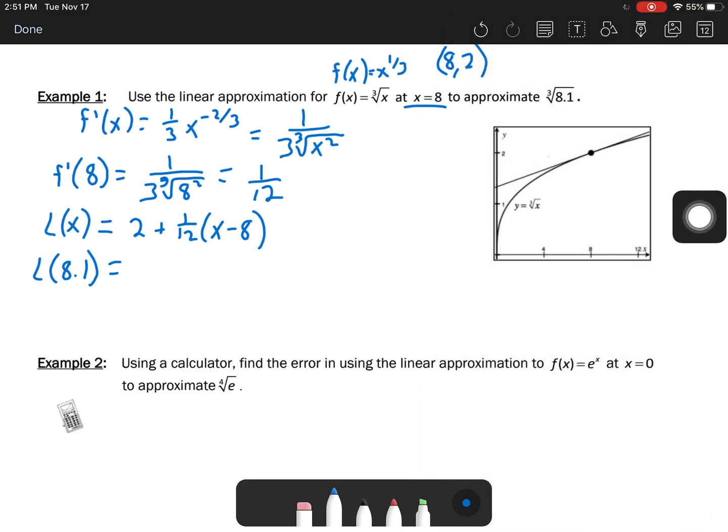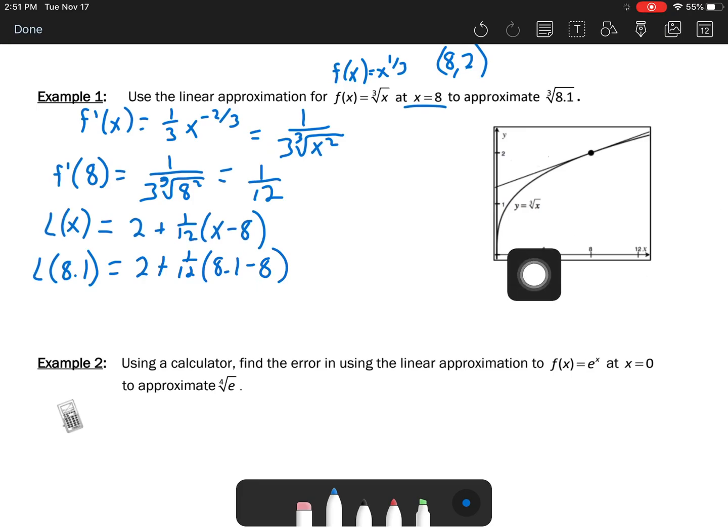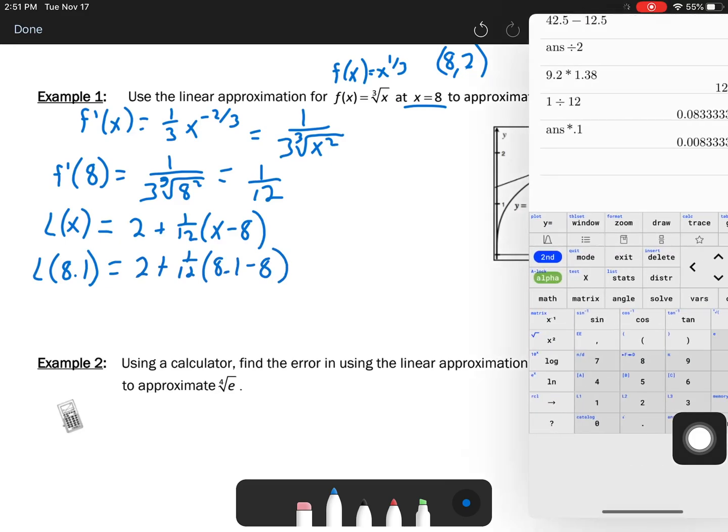Okay, hold on here. Let me put these numbers in. So 2 plus 1/12 times, I should show what I did here. 8.1 is what I'm putting in for x, right? Okay, so typing this in, I'd have 1/12 times 0.1, because 8.1 minus 8 is 0.1, and then I would add 2 to that, right?